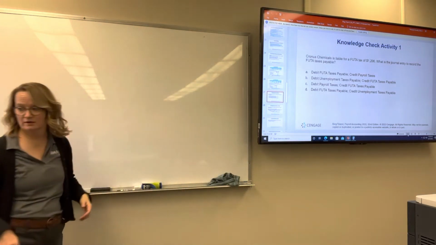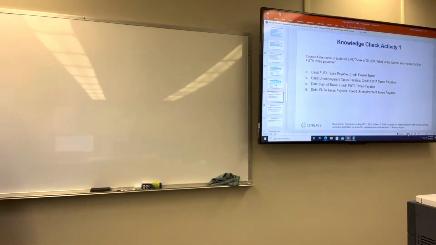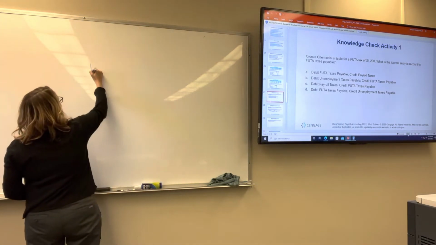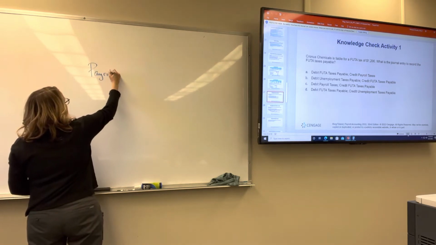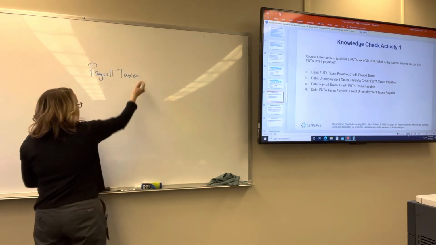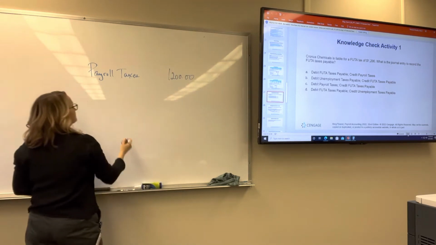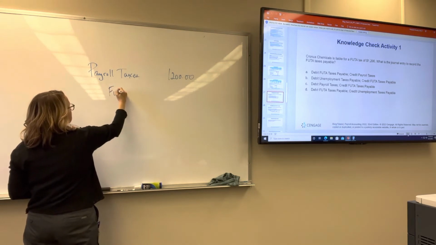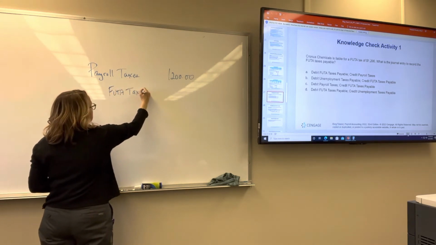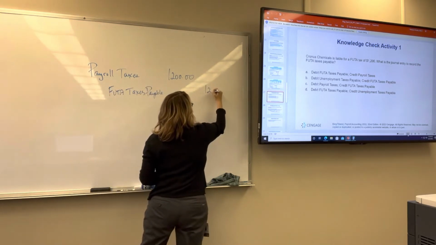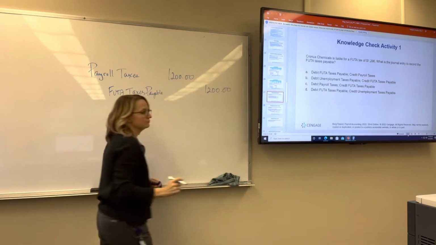I know sometimes it's kind of awkward to see these when they're not actually in journal entry format. So let's write out that journal entry. Okay, so we're going to debit payroll taxes. That's an expense for $1,200. And then we're going to credit FUTA taxes payable for $1,200.